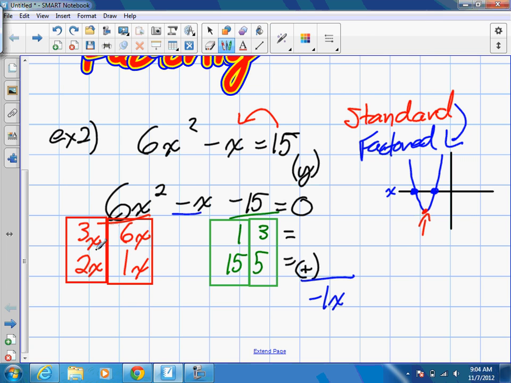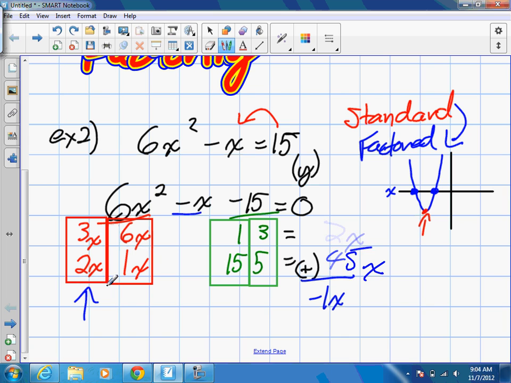So let's start with 3x and 2x. 3x times 1 gives me 3x, and 2x times 15 gives me 30x. Any combination of 3 and 30 give me negative 1? No. Okay, so we went straight across. Now we go diagonally. 2 by 1 and 3 by 15. That gives us 2x and 45. Any combination of that work? No.